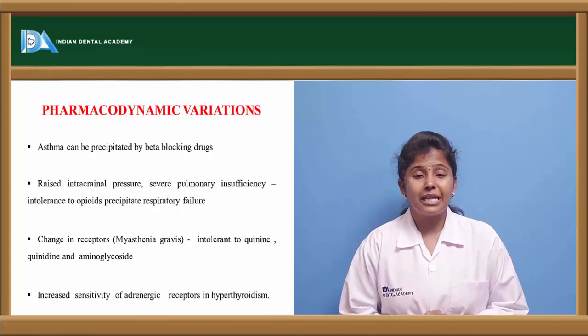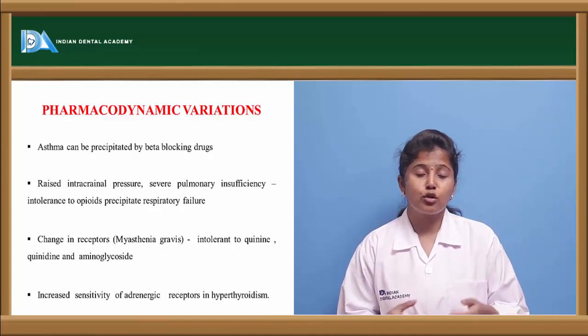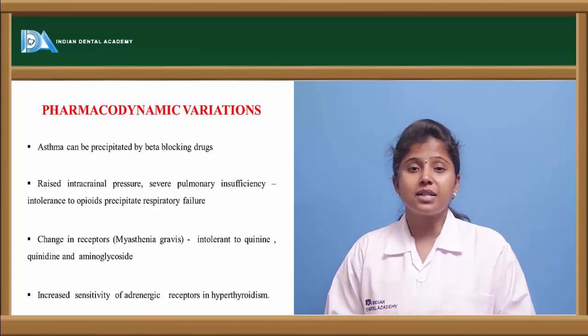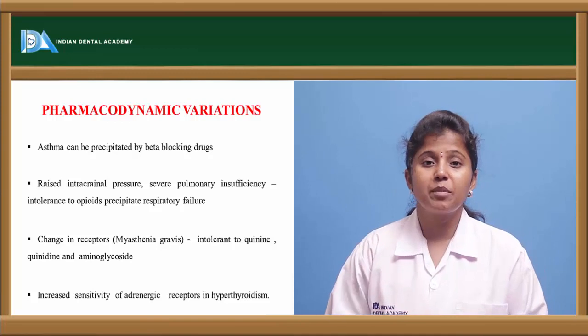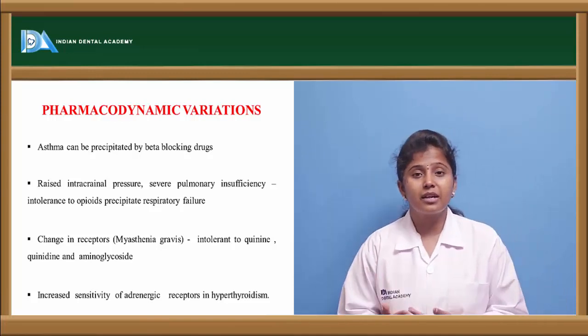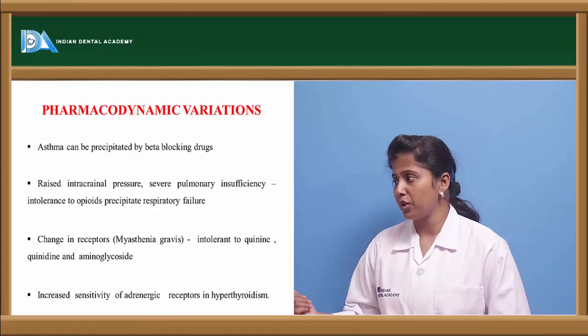Then beta blocking agents have a special characteristic feature of bronchoconstriction. They will constrict the bronchi. So here in asthma, if the bronchi are constricted, then that may cause severe effects, or else a synergistic drug action can be produced.